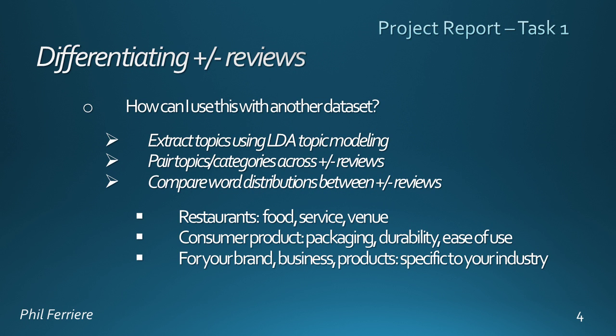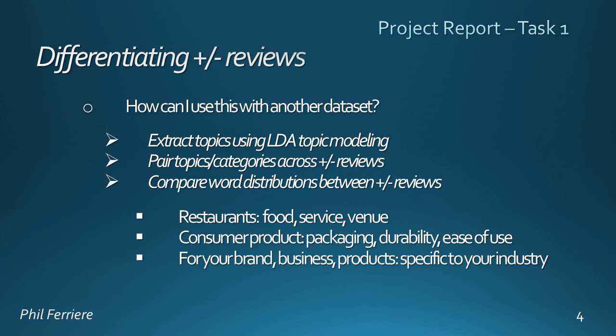To use the same technique with your own dataset, first extract topics, and once you've paired them across positive and negative reviews, look at how the word distribution of each topic changes. For a consumer electronic product review, common topics might be packaging, durability, ease of use, or customer support. Any business interested in understanding what customers like or dislike about their brand or products can benefit greatly from this improved level of detail.